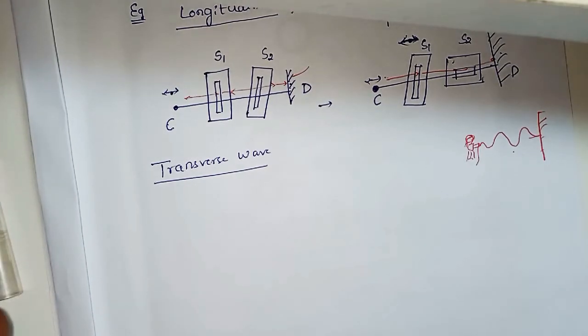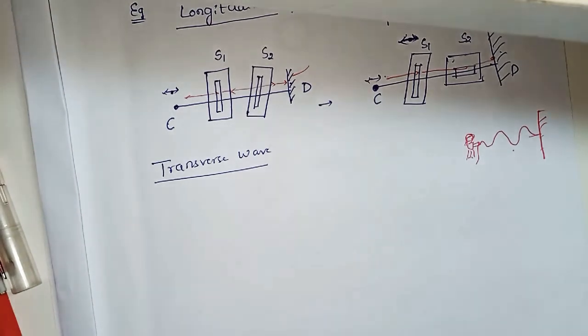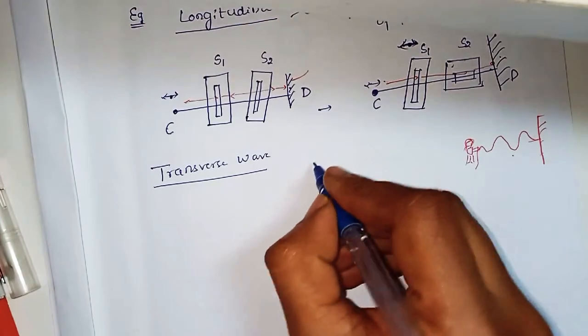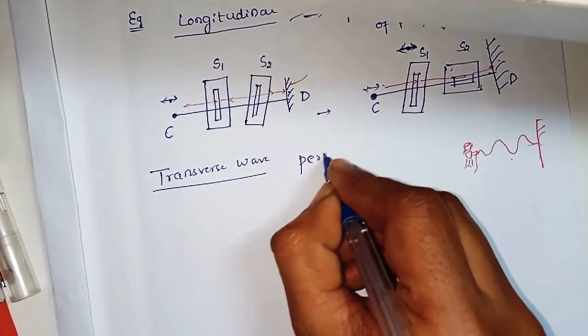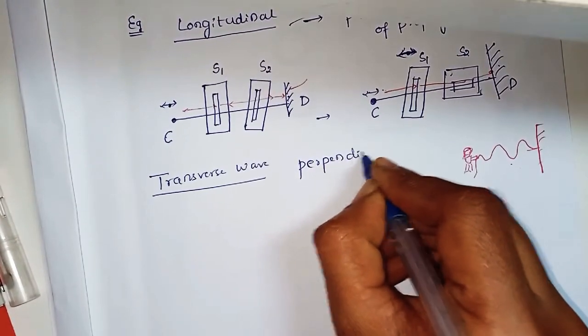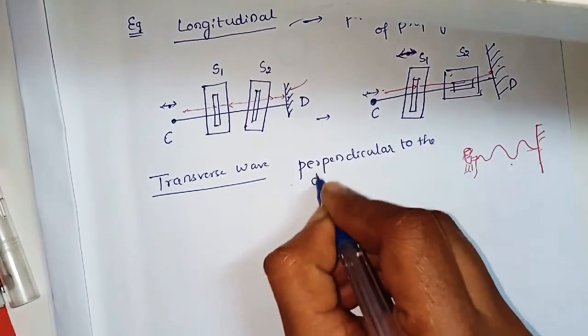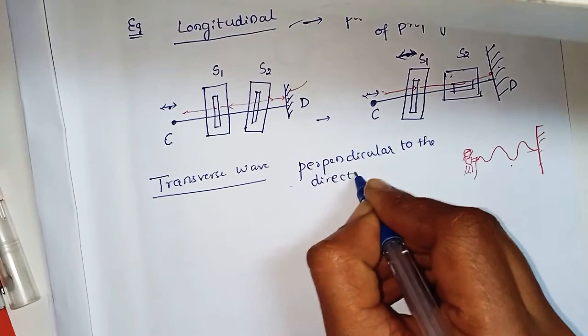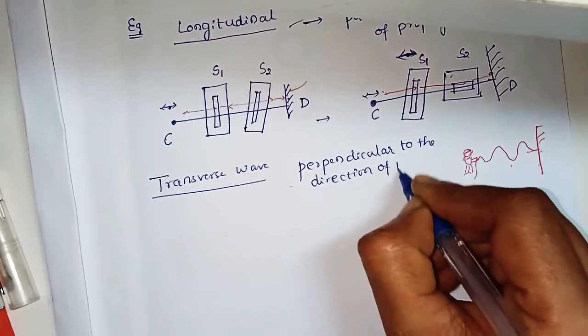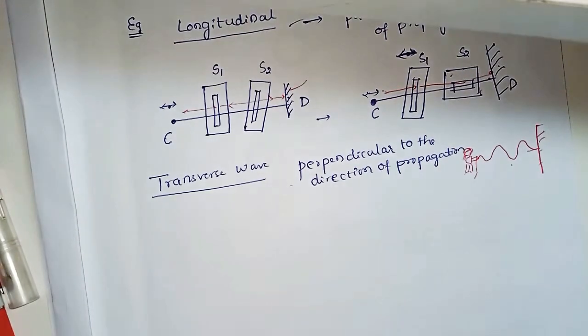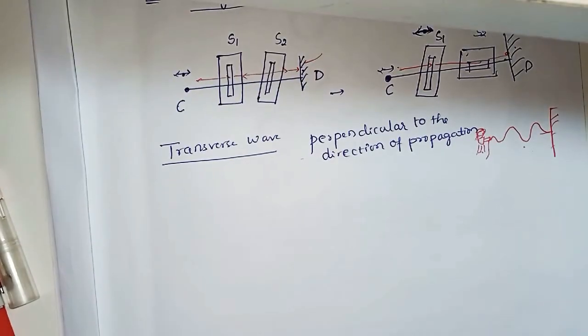So how can we define a transverse wave? A transverse wave is one in which the waves are perpendicular to the direction of propagation. Okay, this is a transverse wave.